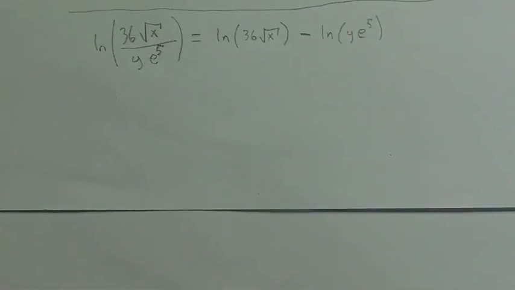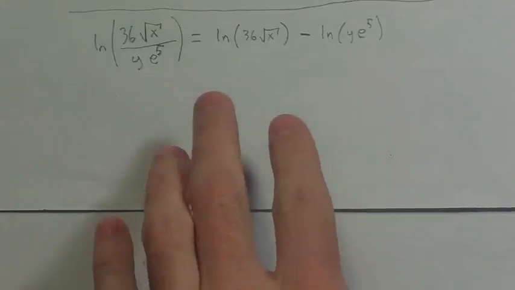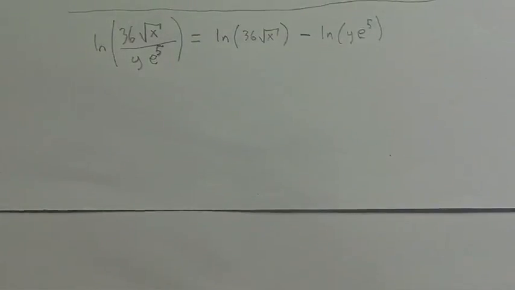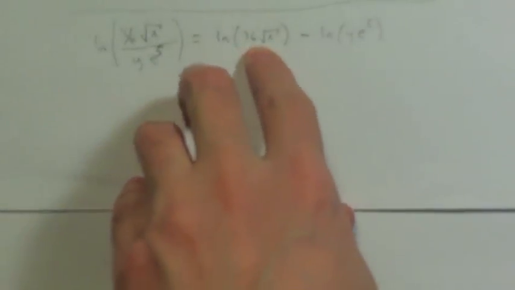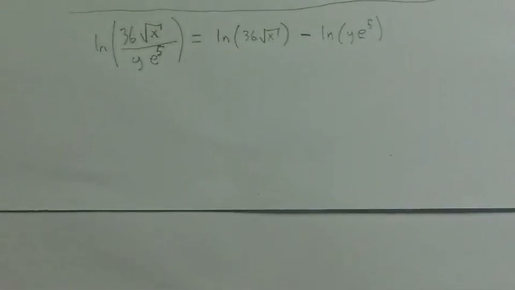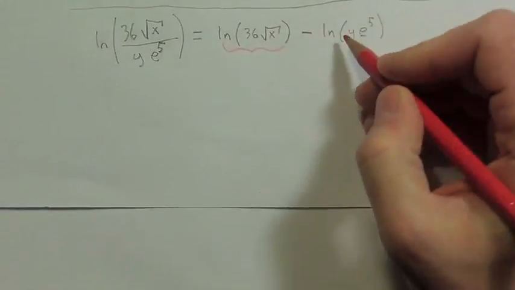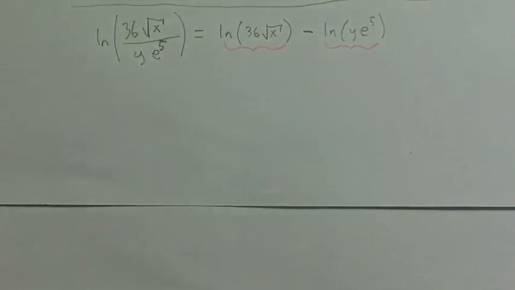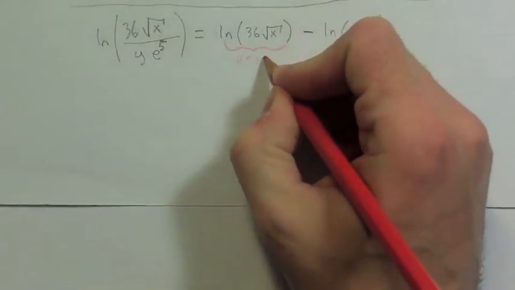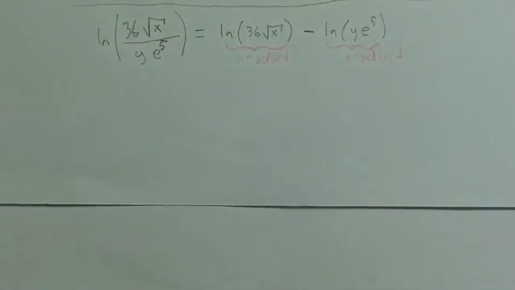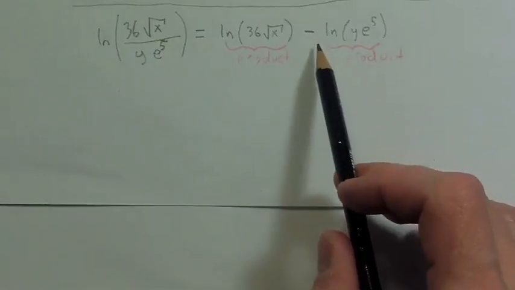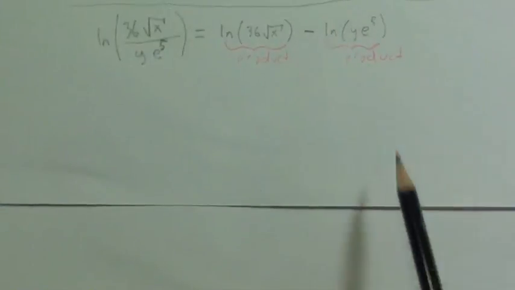Fair enough? All right, now from here, for each of these, we're going to split them up. Since now it's 36 times a thing, and here it's y times a thing, we can split these up using our product rules, and we split these up with sums. Now you have to be careful here, because that minus is going to affect the whole thing.